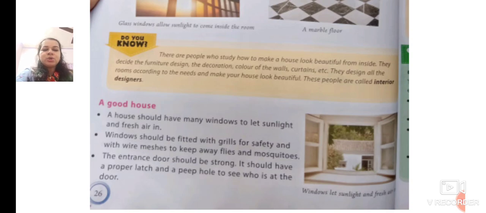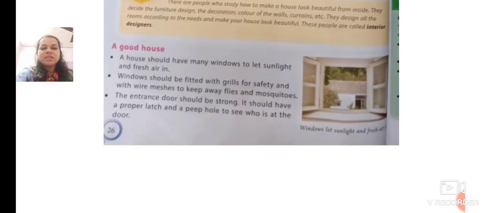The entrance door should be strong. The entrance door should be very strong so that nobody can break it and come inside the house. It should have a proper latch. When you sleep at night, you latch the door and you sleep, no? So it should have a proper latch so that no thieves can come inside the house, and a peephole to see who is at the door. When somebody comes and rings the bell, you can see from the hole who has come. Now we will see the images of these sentences.